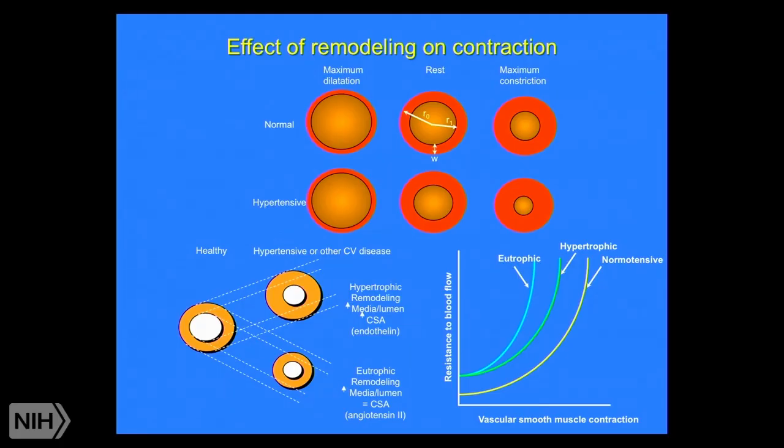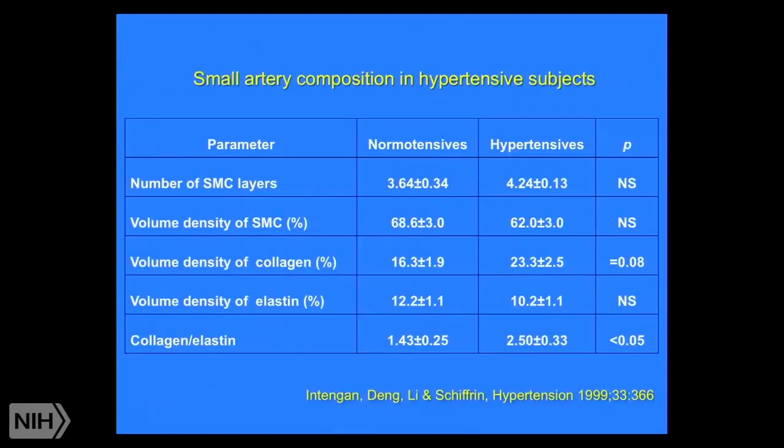Interestingly, from our own studies in rodents, it looks like angiotensin II appears to be involved in generating eutrophic remodeling, whereas endothelin may produce hypertrophic remodeling, and I'll come back to that later.